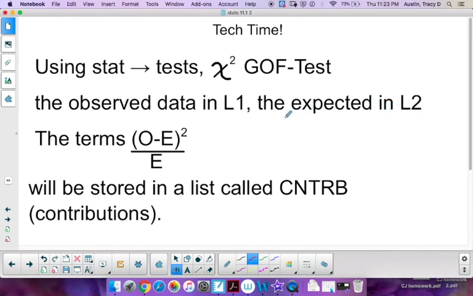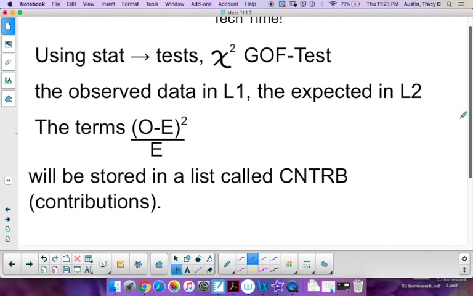Okay? And here's the thing. When you actually run the test, do you remember how when we were doing linear regression, I know it's been a while, chapter 3, when we ran the actual linear regression, the residuals were automatically stored in a list for you. Okay, the same thing is happening here.